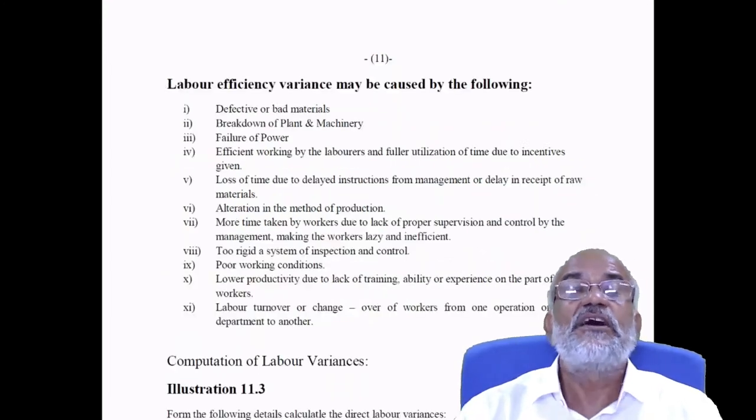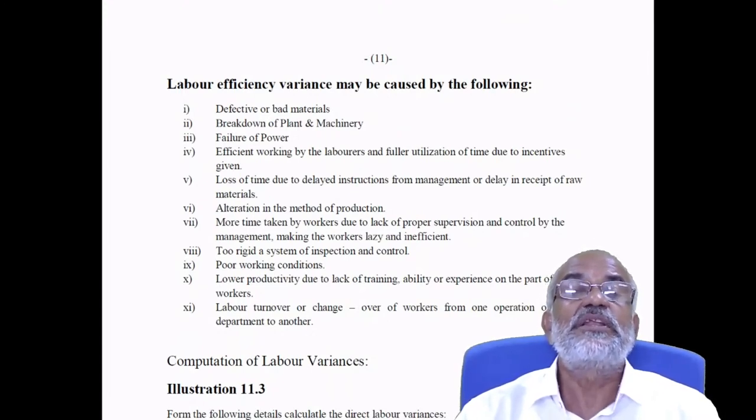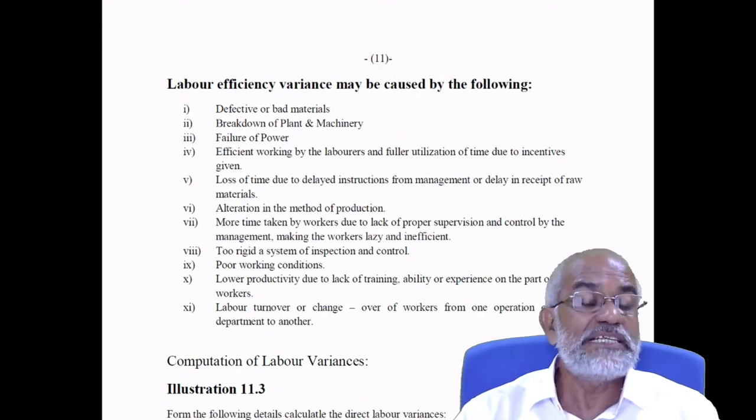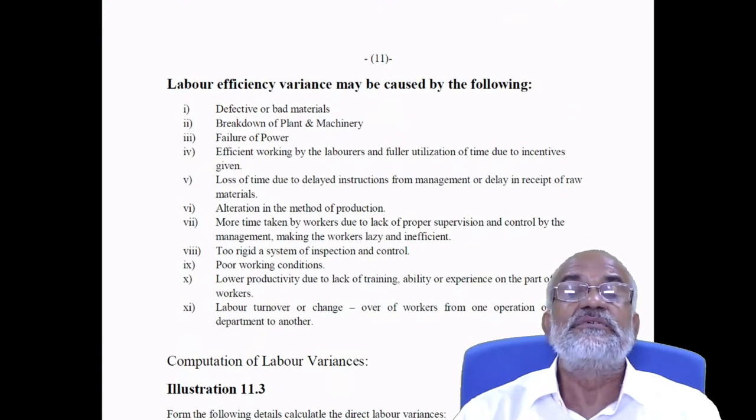So the causes of labor efficiency variance are as follows. The first one is defective or bad materials. When the quality of the materials is not good, either they are defective or of low quality, then it will definitely result in labor efficiency variance.